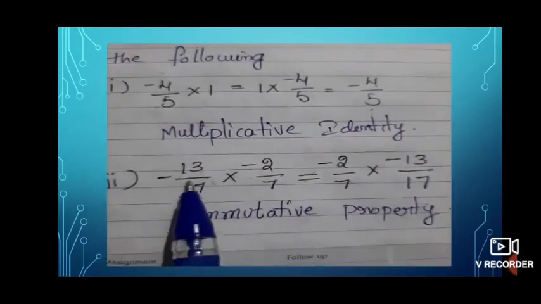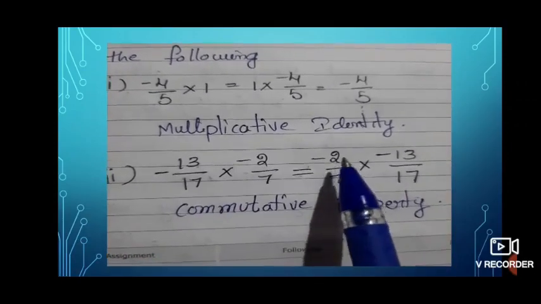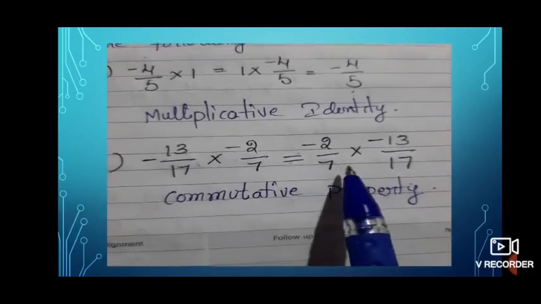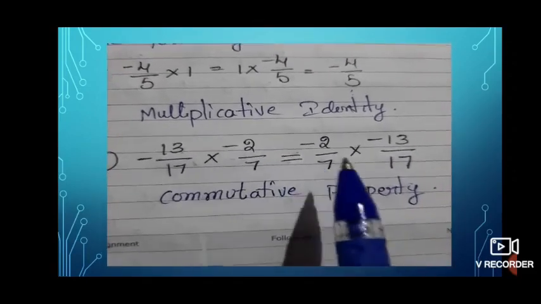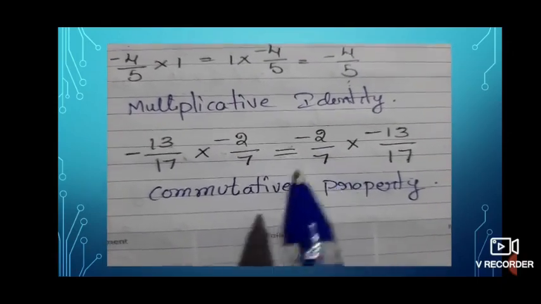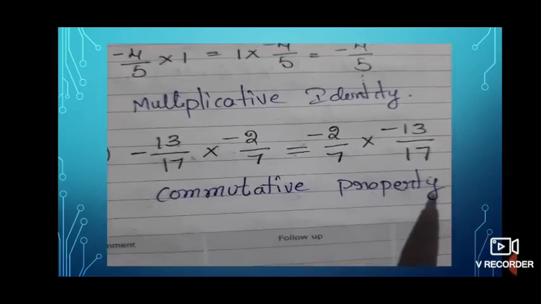Next here if we see two numbers, the minus 13 by 17 into minus 2 by 7 is equal to minus 2 by 7 into minus 13 by 17. So two numbers, whatever the way we multiply, we will get the same result. Two rational numbers, whatever the way we multiply, we will get the same result. So what is this property? Commutative property over multiplication.